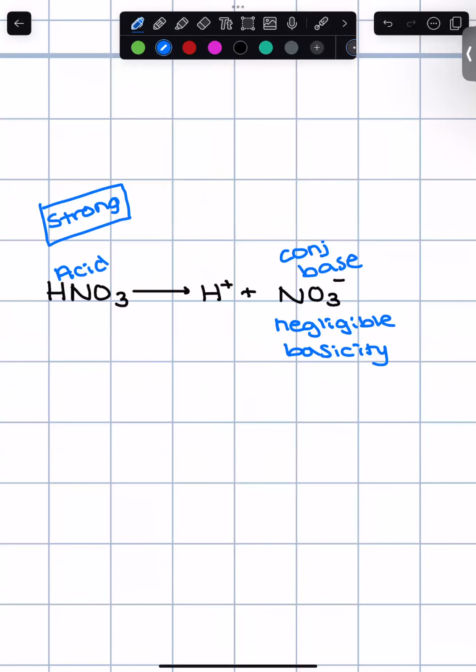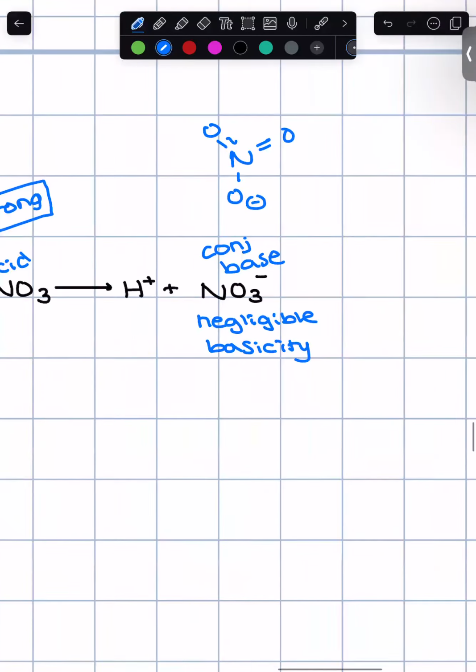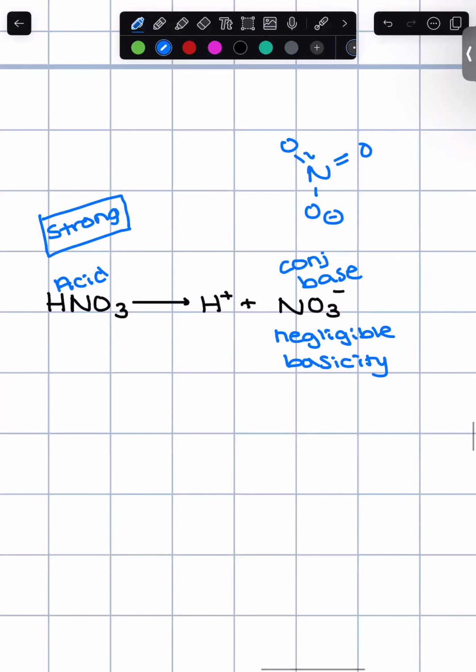A way to think about it is you can write out the resonance structure, and this is resonance stabilized. So that makes it a little bit more stable in solution. You don't really have to understand that, but what you do have to understand is this trend that with stronger acids, we're going to see weaker conjugate bases.